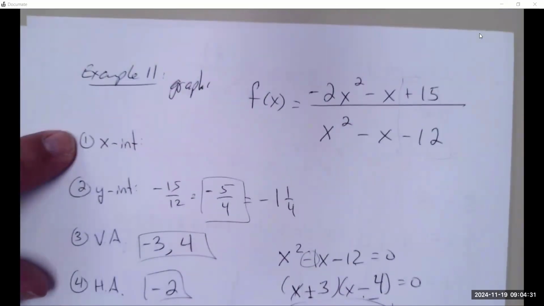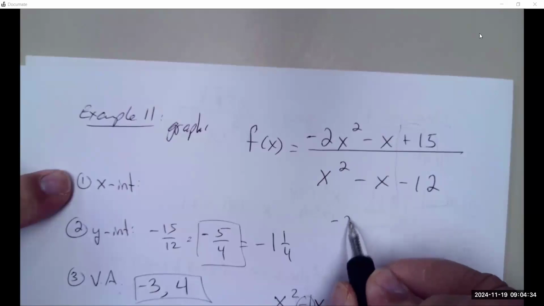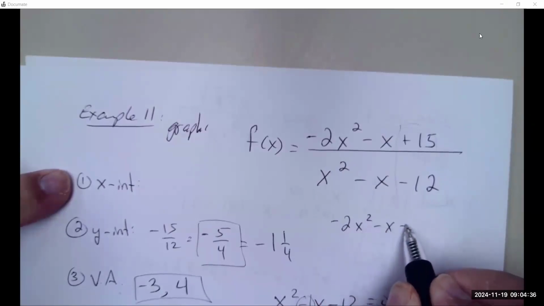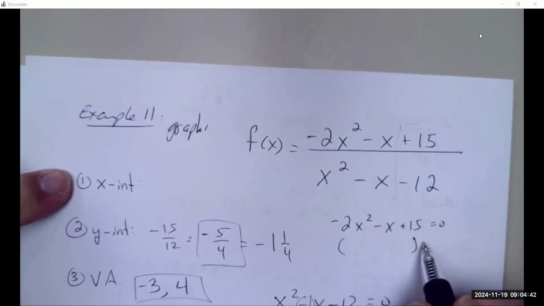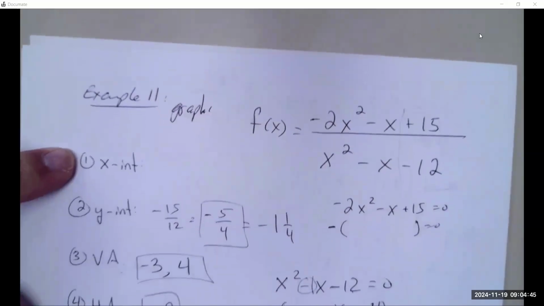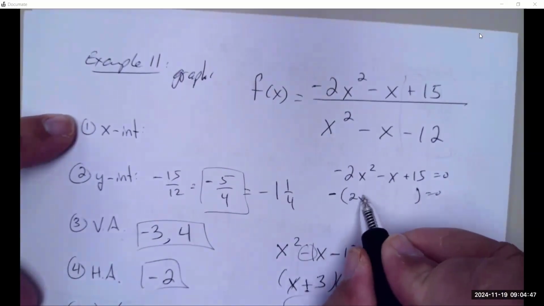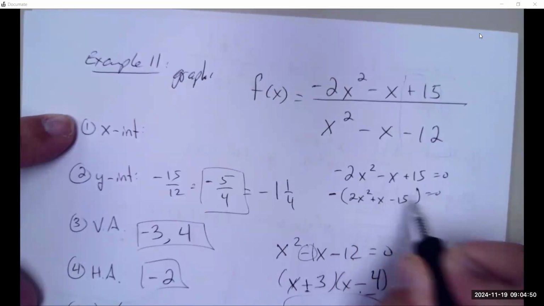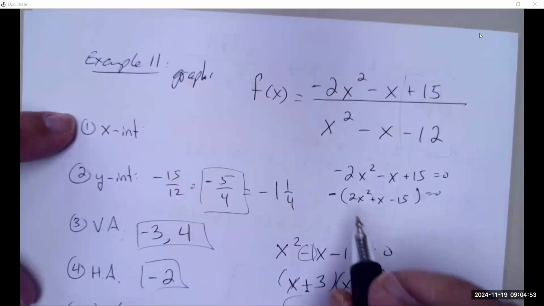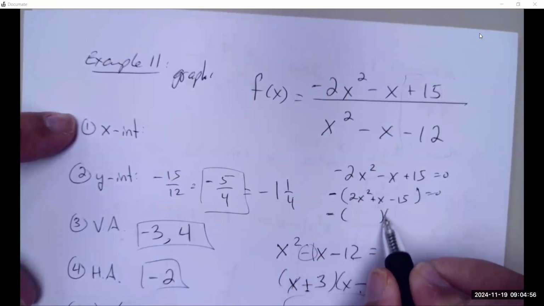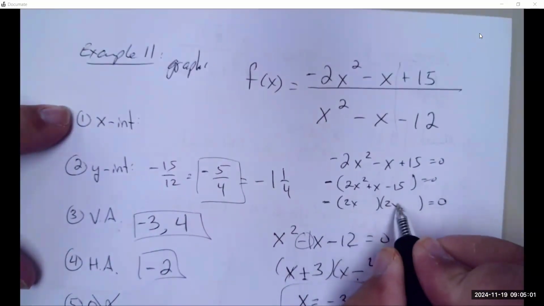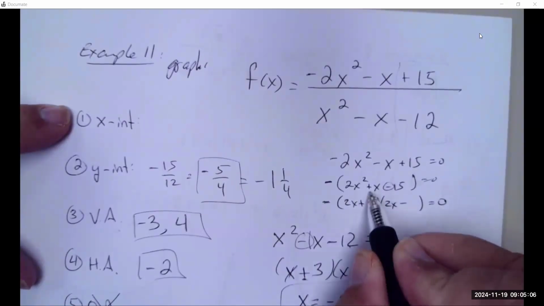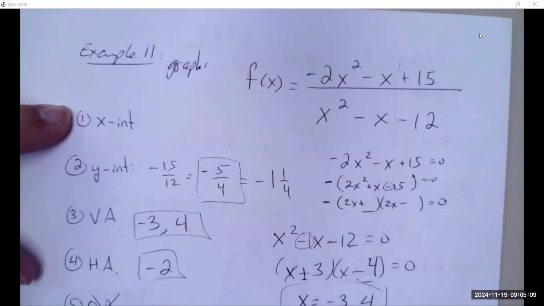And then the x-intercepts. We do that by setting the top equal to 0. What you've got to do first is factor out the negative. So it's 2x squared plus x minus 15. We have 2x and 2x. Opposite signs, and the bigger one's positive. So far, so good?